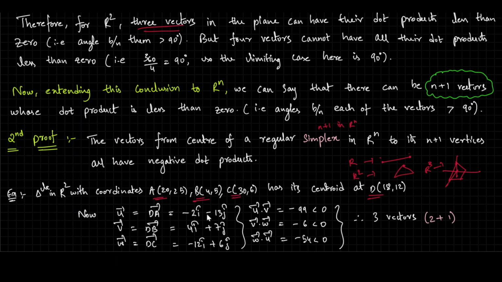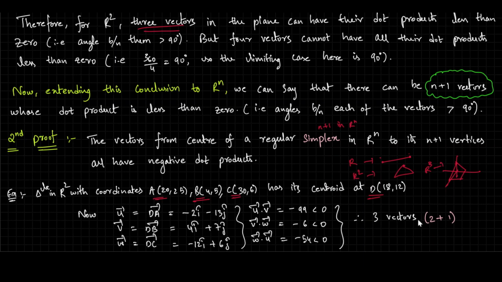So dA vector is minus 2i cap minus 13j cap, dB vector is 4i cap plus 7j cap, and dC vector is minus 12i cap plus 6j cap. You are given all the vertices' position vectors, you can just subtract them, you get the vectors. Okay. Now u vector dot v vector will give you minus 99, which is less than 0. V vector and w vector, that is minus 6, is less than 0, and w vector and u vector is minus 54, which is less than 0.